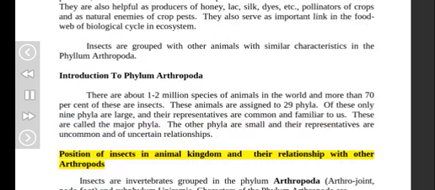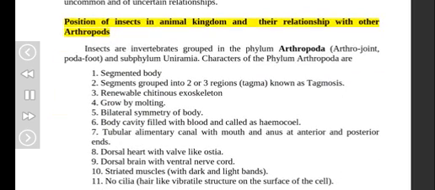Position of insects in animal kingdom and their relationship with other arthropods. Insects are invertebrates grouped in the phylum Arthropoda, arthro joint, poda foot, and subphylum Uniramia. Characters of the phylum Arthropoda are: 1. Segmented body. 2. Segments grouped into 2 or 3 regions, tagma, known as tagmosis. 3. Renewable chitinous exoskeleton. 4. Grow by molting. 5. Bilateral symmetry of body.